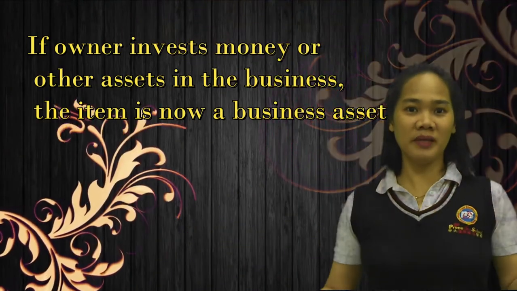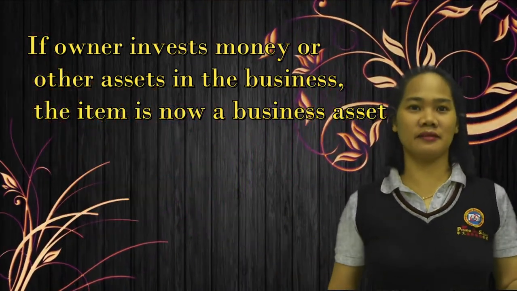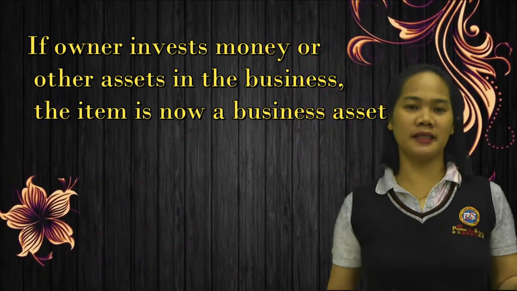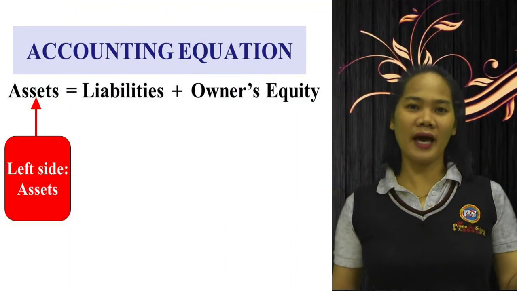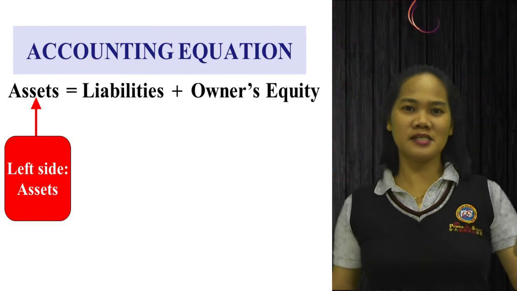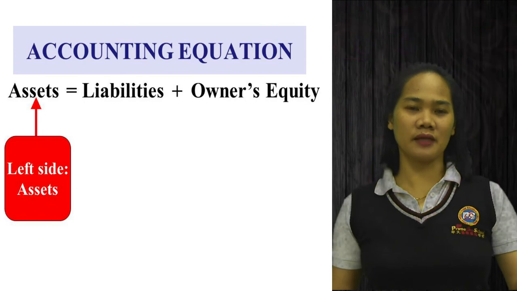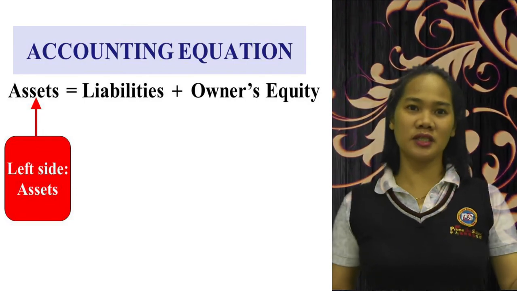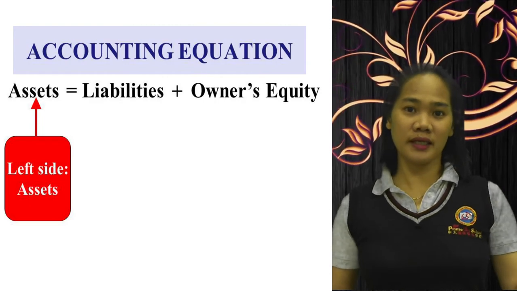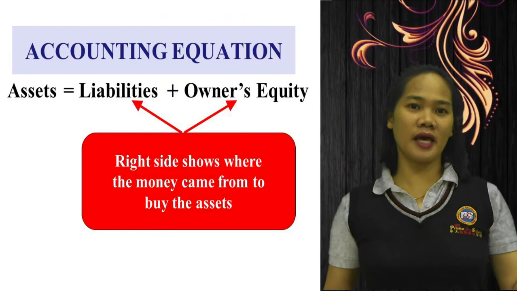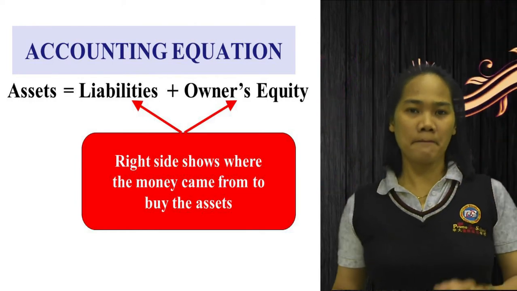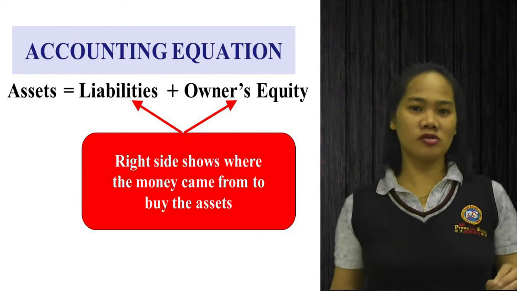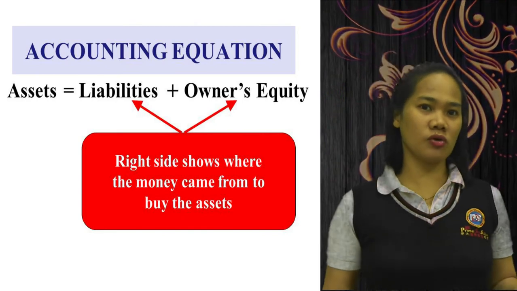But if the owner invests money or other assets in the business, it means the item is now a business asset. So that is what we call the business entity. Let us recall the accounting equation. In the accounting equation, all assets are equal to liabilities plus owner's equity, or what we call capital. So where is the position in our balance sheet? The assets will be on the left side, or the debit side, and the liabilities and owner's equity will be on the right side, showing where the money came from for buying the asset. So liabilities can be a source, and owner's equity also can be.